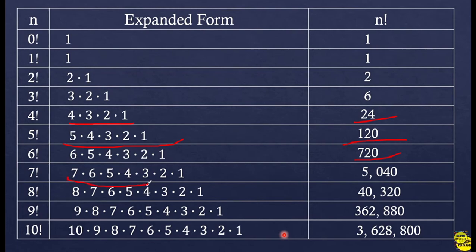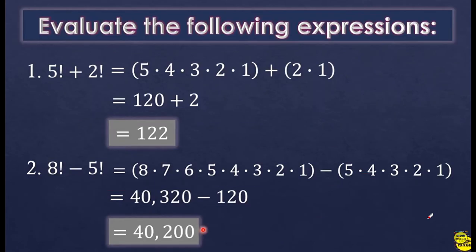7 factorial, we have 7 down to 1. The answer is 5,040. We also have 8 factorial, that's 8 times 7 down to 1, and the answer is 40,320. 9 factorial is 9 times 8 times 7 down to 1, the answer is 362,880. And the last one, 10 factorial, that's 10 times 9 down to 1, and the answer is 3,628,800. That's how we compute factorials. Later in permutation, we will use factorials because that is the formula used in permutations.